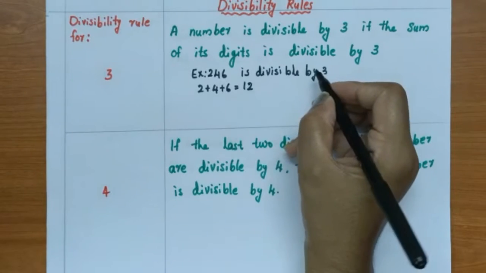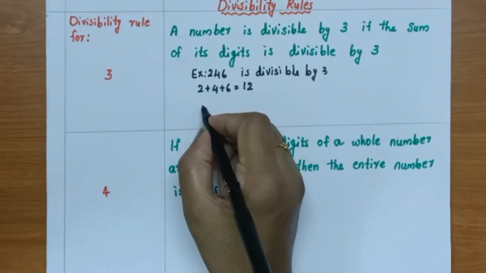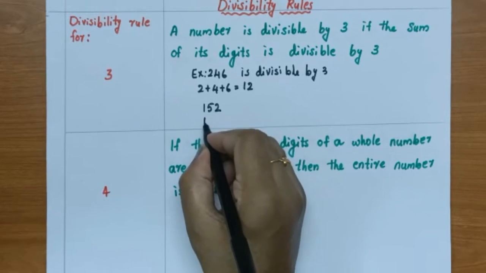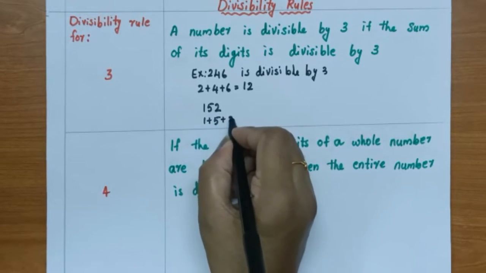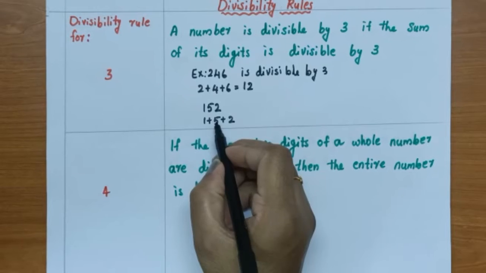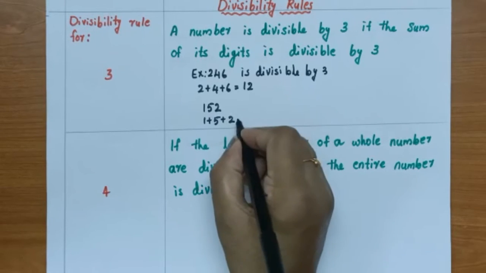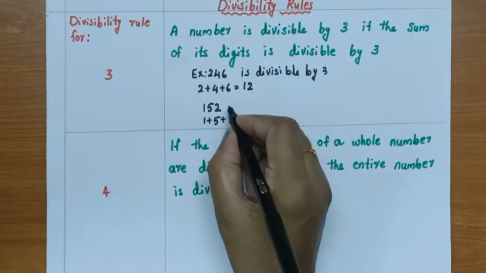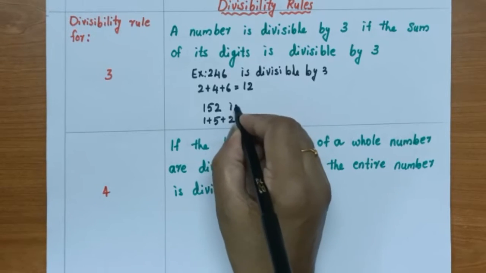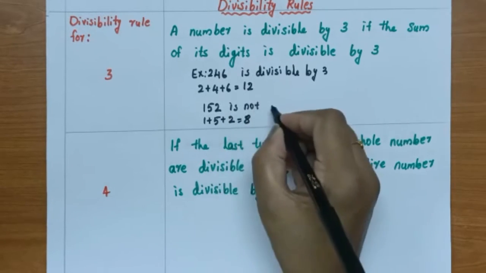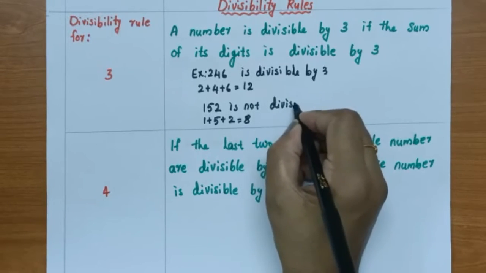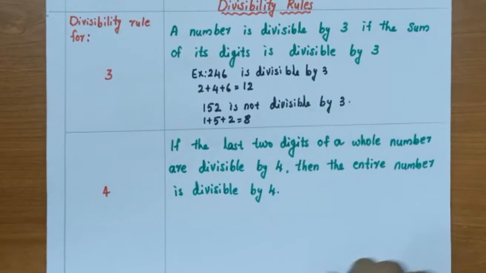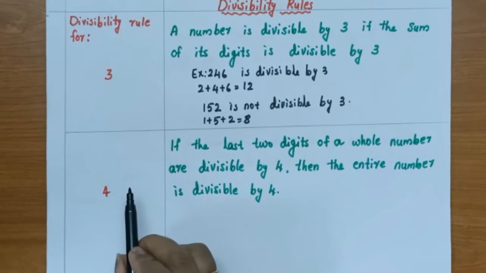Again, another one, 152. When we are adding the digits, 1 plus 5 plus 2. 5 plus 1 is 6. 6 plus 2 is 8. 8 is not in table 3. That means 152 is not divisible by 3.